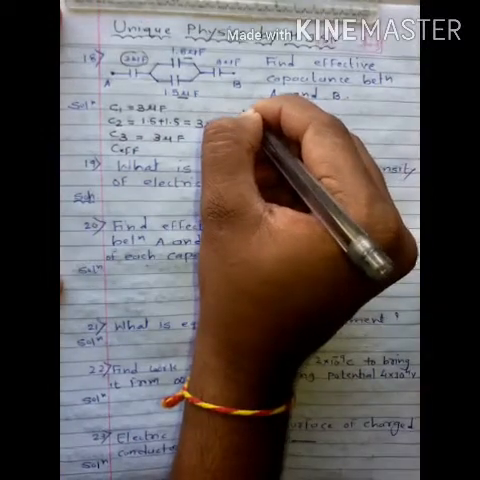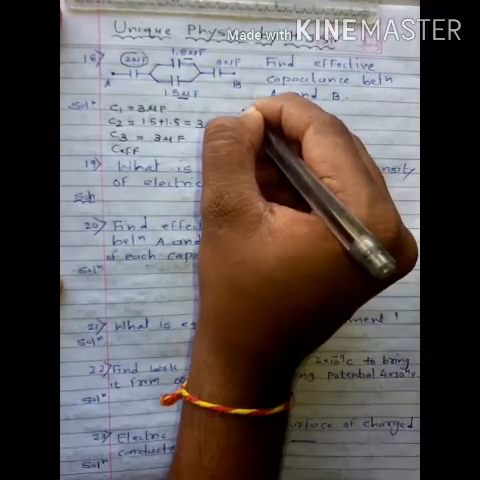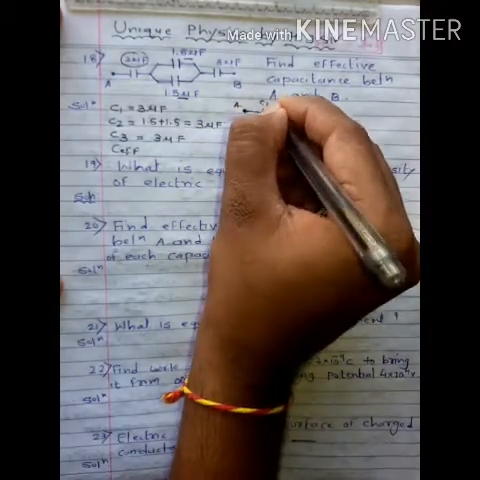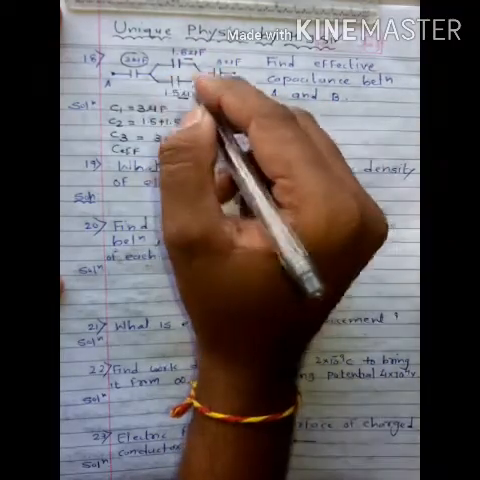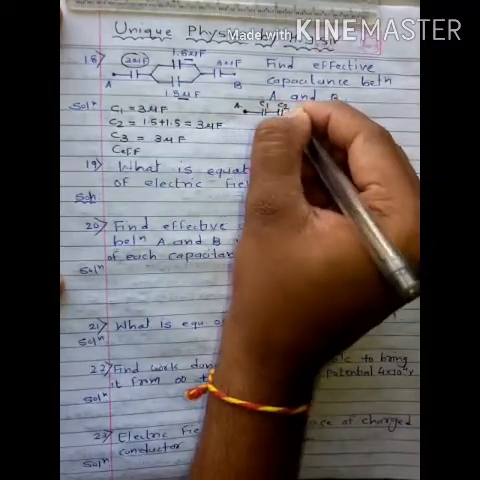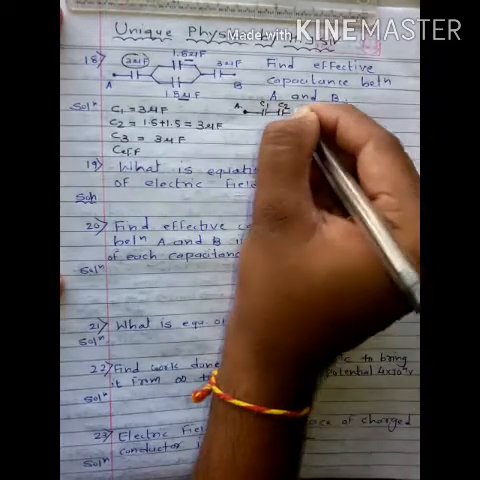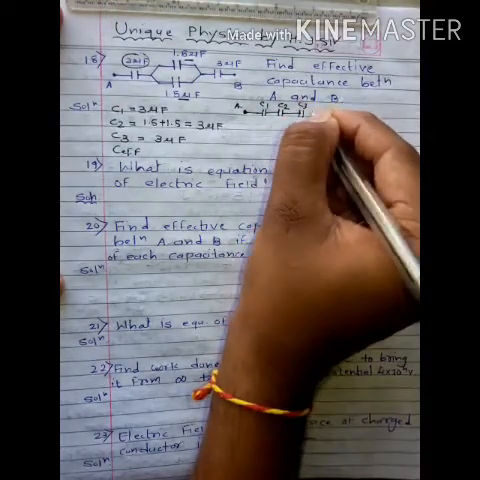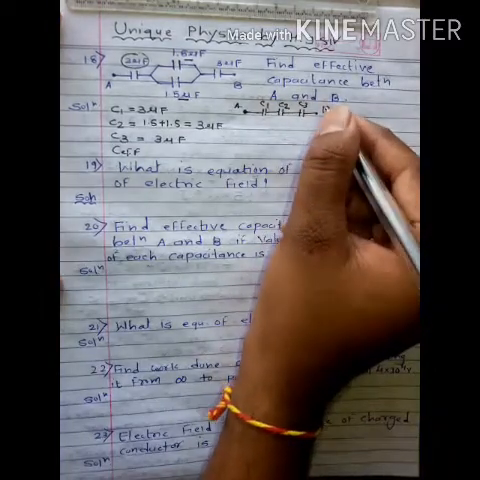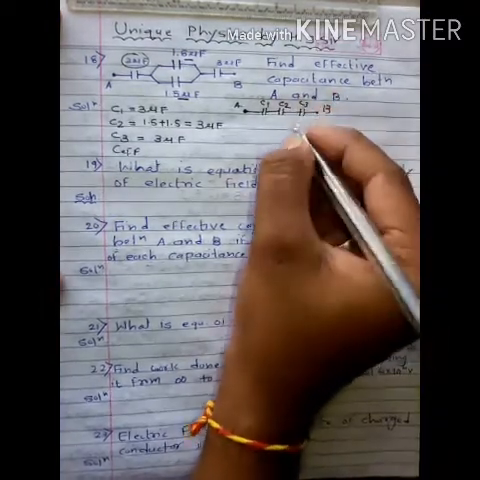So first of all, we can draw its effective network. This is our A point. This is our first capacitor C1, 1.5. These two capacitors are connected in parallel, so its effective capacitance is C2, and the third capacitor is C3. This is our B point. Now from this figure we can say that these three capacitors are connected in series.